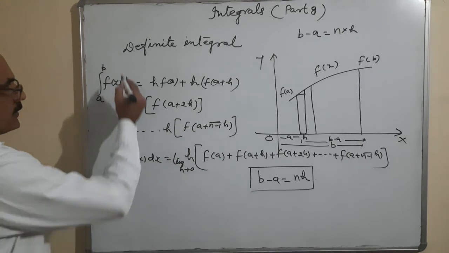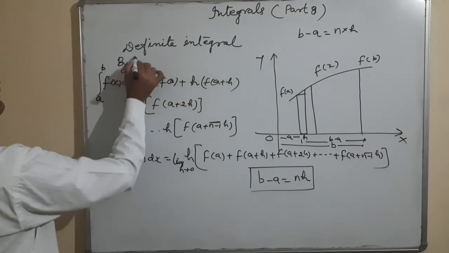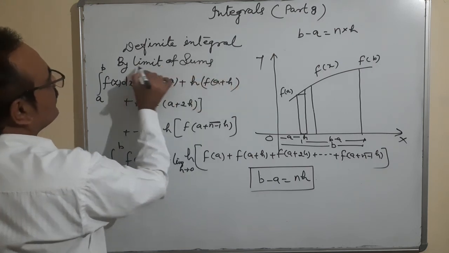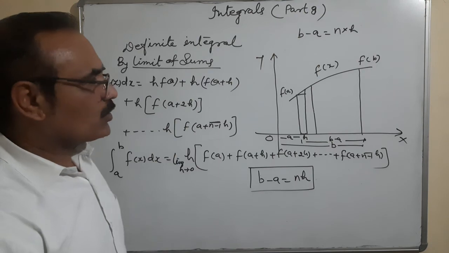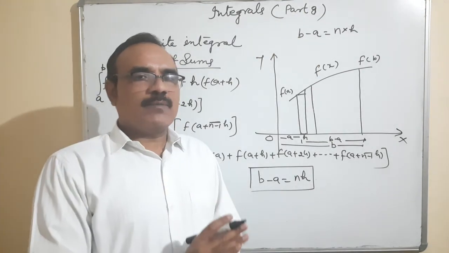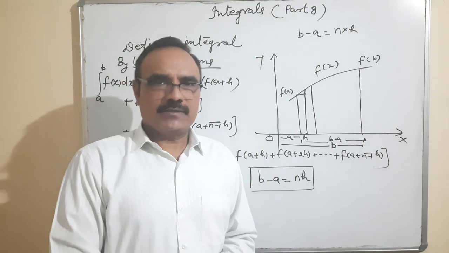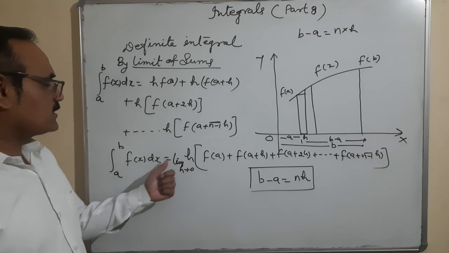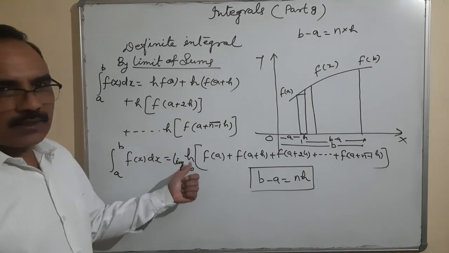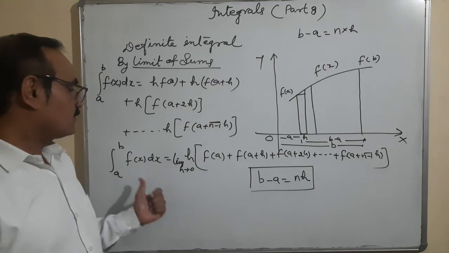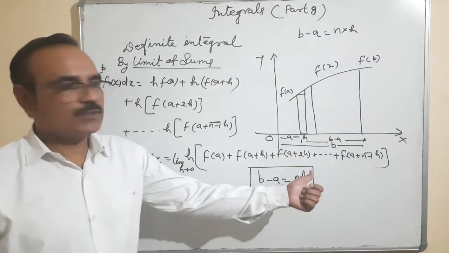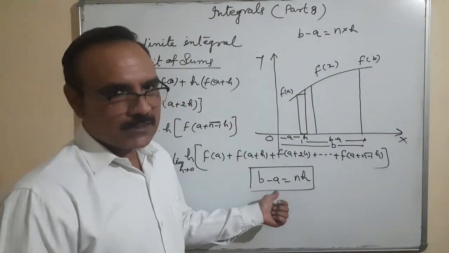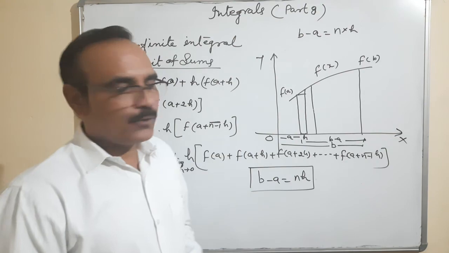So definite integration by limit of sums. It's a very basic, conceptual formula. With the help of that, we will find the area of integration. So remember, I noted down this formula: integral a to b f of x dx is equal to limit h tends to 0 of h times f of a, the lower limit, f of a plus h, f of a plus 2h, plus dash dash f of a plus n minus 1 into h, where b minus a, upper limit minus lower limit, is equal to n into h.